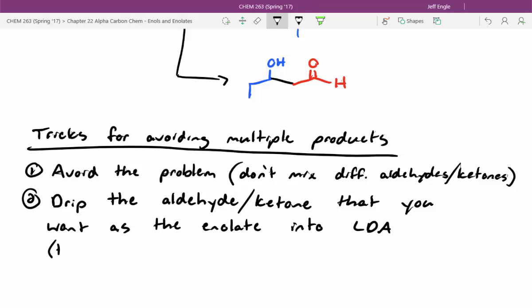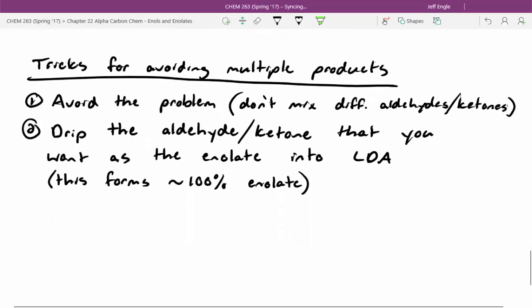Let's make a note. This forms approximately 100% enolate before it has a chance to attack itself and form an aldol product. Okay, then after you've formed 100% of your enolate, exactly, and then drip in your electrophile.